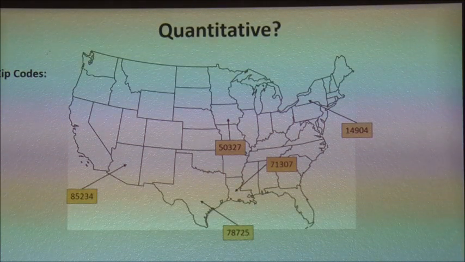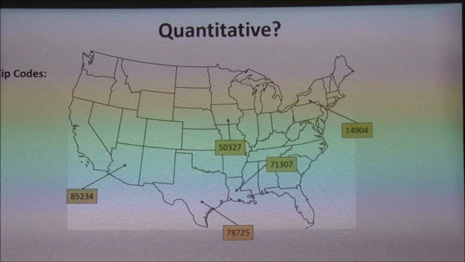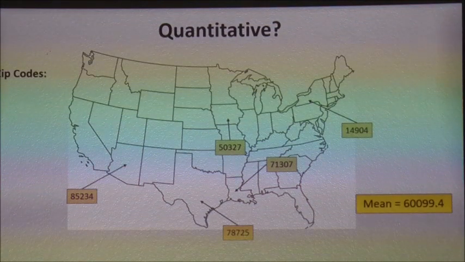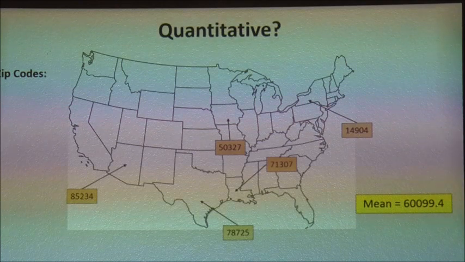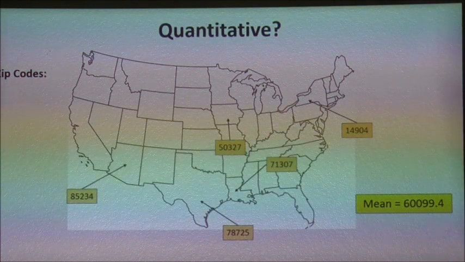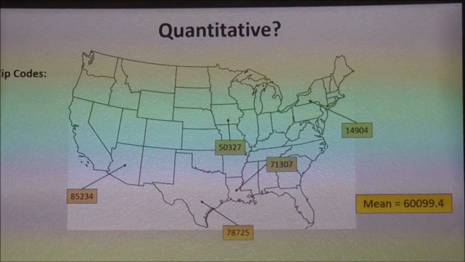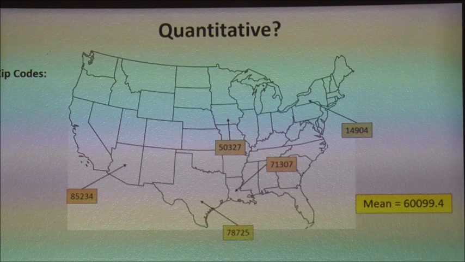Zip codes are all numbers, all 5-digit numbers. It's easy to plug them into a calculator or a spreadsheet and calculate what the average is. For these 5 zip codes, the average is 60099.4. I've already got a real good indication that zip codes are not quantitative variables because I can't have a zip code that's got a decimal in it. They just don't happen. They're all 5-digit numbers or maybe 9-digit numbers, but we'll skip that for now.